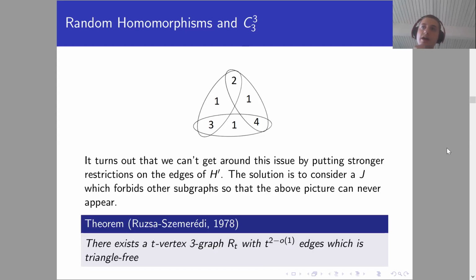And in particular, the kind of template J that we're going to want to pick is a construction of Ruzsa and Szemerédi, which is a T vertex 3-graph, which has T squared minus little o of T squared edges. So this is almost extremal. The optimal is really T squared, so that's a little suboptimal, but still pretty close to extremal. And this is going to be triangle free. Well, that's not too helpful because the star also has this property. But the key extra insight is that this 3-graph is linear. In other words, any 2 edges intersect in at most 1 vertex.